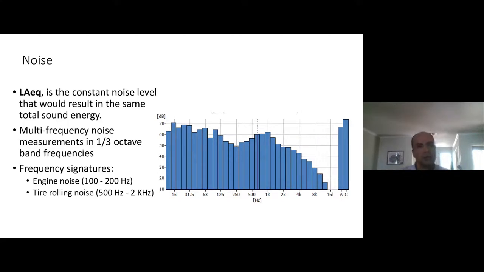When we talk about noise, it's not just the LAeq, which is the average of sound energy during a period of time, but also multi-frequency noise measurement as presented in this figure. Depending on octave-band measurement, the noise could be presented by 10 frequencies for one octave or 32 frequencies for third octave band. In this figure, you can see the third octave band. Based on previous studies, low frequency between 100 Hz and 200 Hz represents engine noise, and high frequency of 500 Hz to 2 kHz represents tire rolling noise.